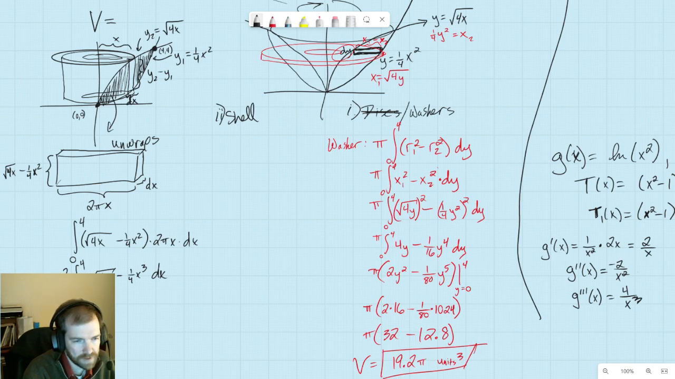Okay, so 0 to 4, x root, oh, wait a minute, of course I can do that, that's fine. Square root of 4 is just 2, square root of x times x is going to be x to the 3 halves, minus 1/4 x to the third dx. Yes, perpendicular is disk, parallel is shell.